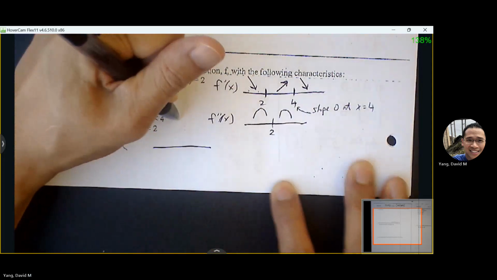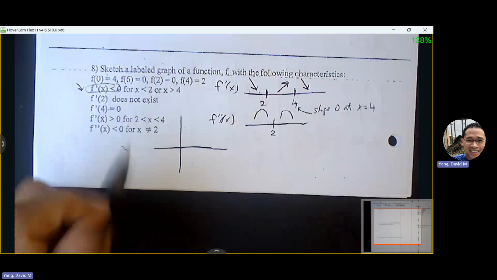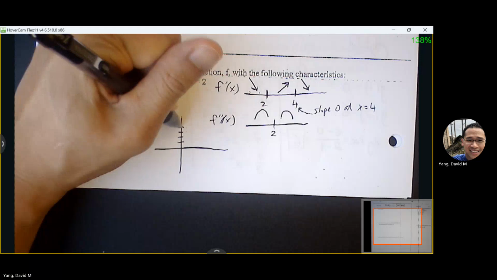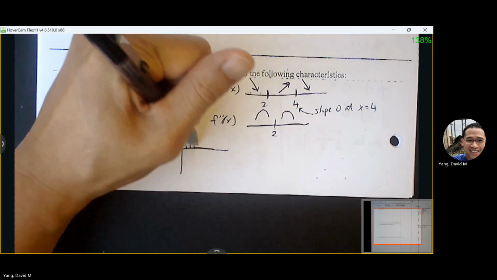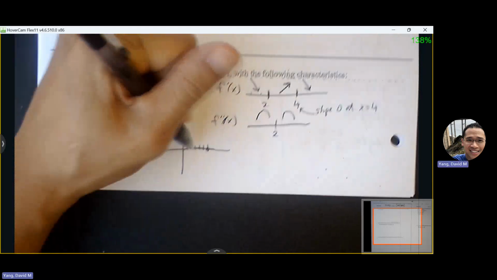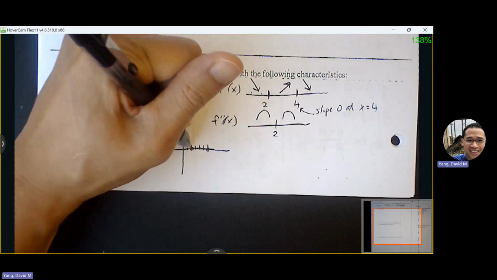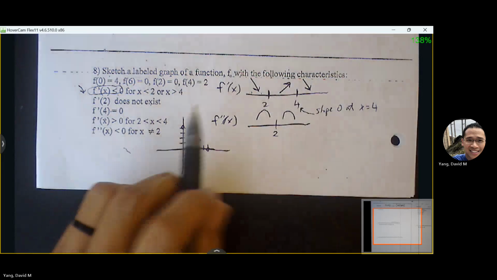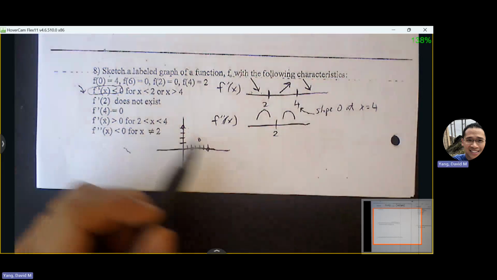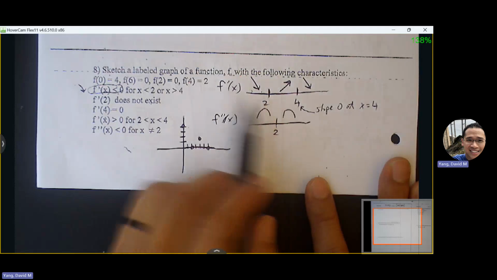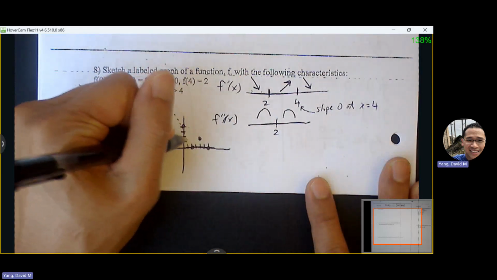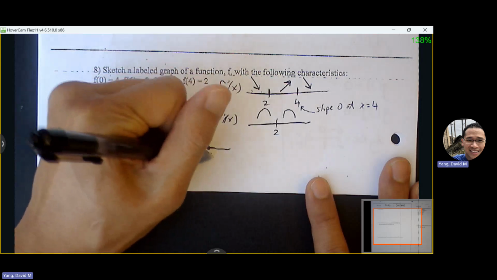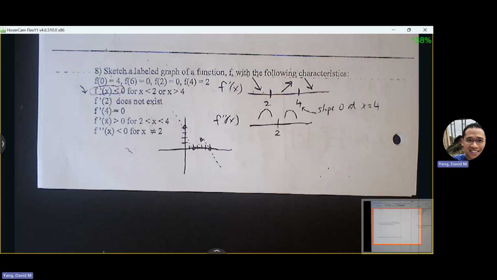So here's my graph. Bunch of ordered pairs. (0, 4), (6, 0), (2, 0), and (4, 2). If I do this in 2 stages, my graph is going to decrease to a relative min at 2, increase to a relative max at 4, and decrease past that. That's my overall path of the graph.